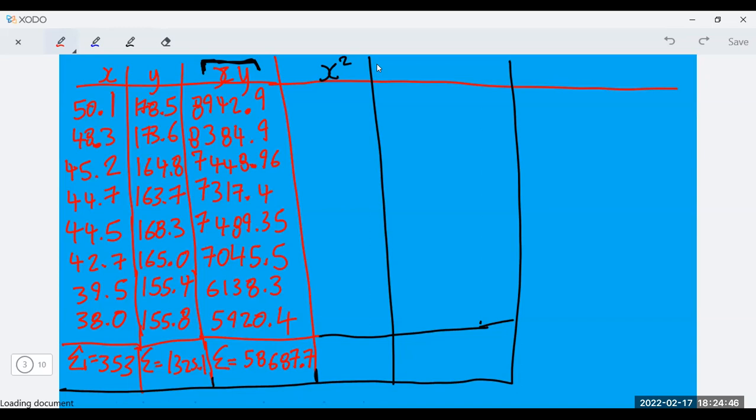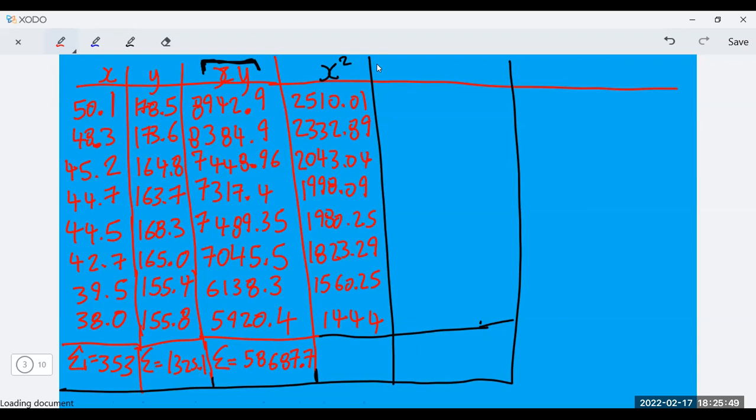Now finding x squared, 50.1, I will square it, 2510.01. 48.3, I will square it, we get 2332.89. 45.2, I will square it, we'll get 2043.04, then 44.7, I will square it, we get 1998.09, 44.5, I will square it, we'll get 1980.25, 42.7, I will square it, we'll get 1823.29, 39.5, I will square it, we get 1560.25, and 38 square, we get 1444.